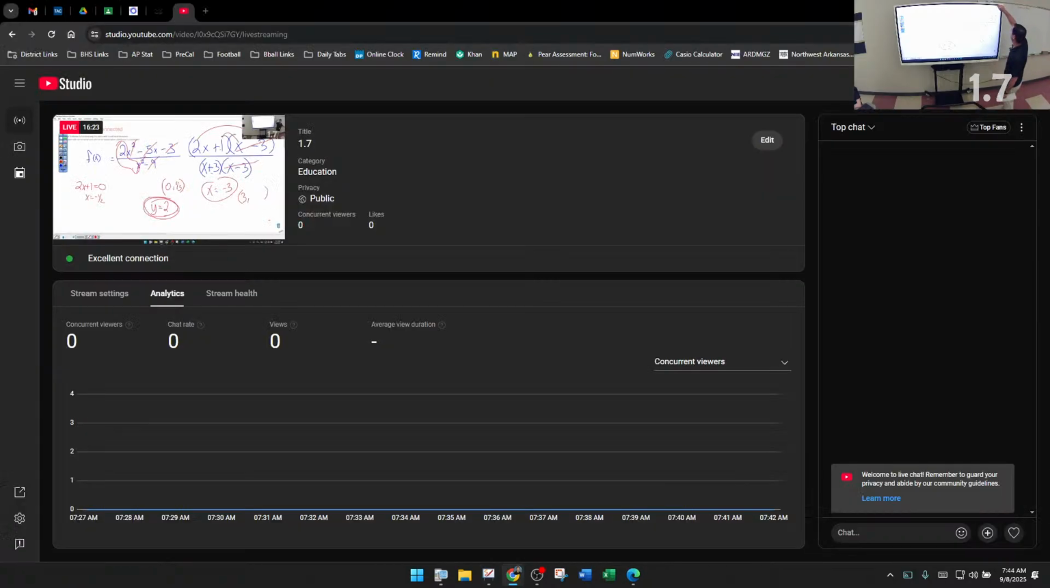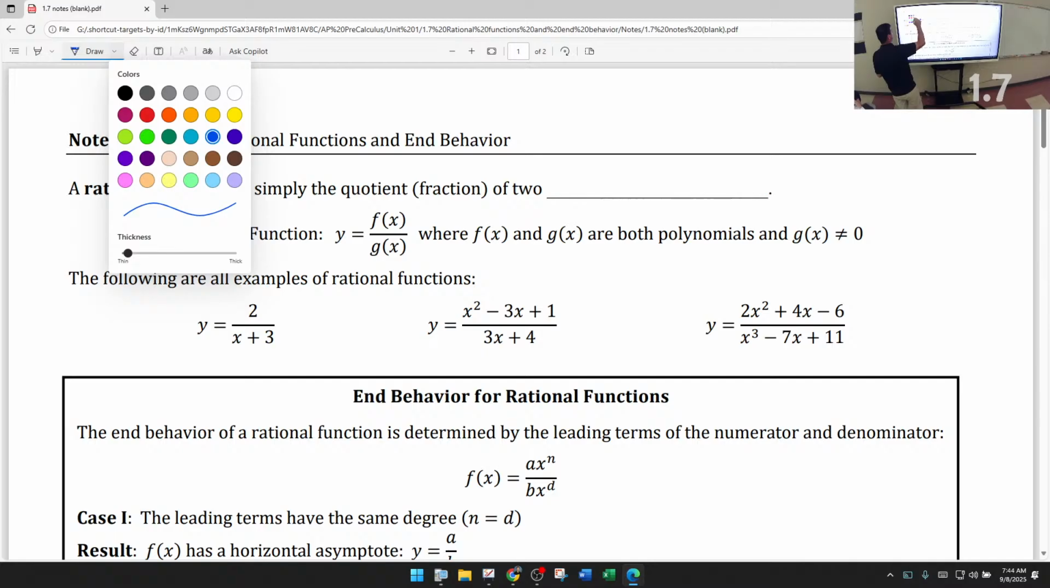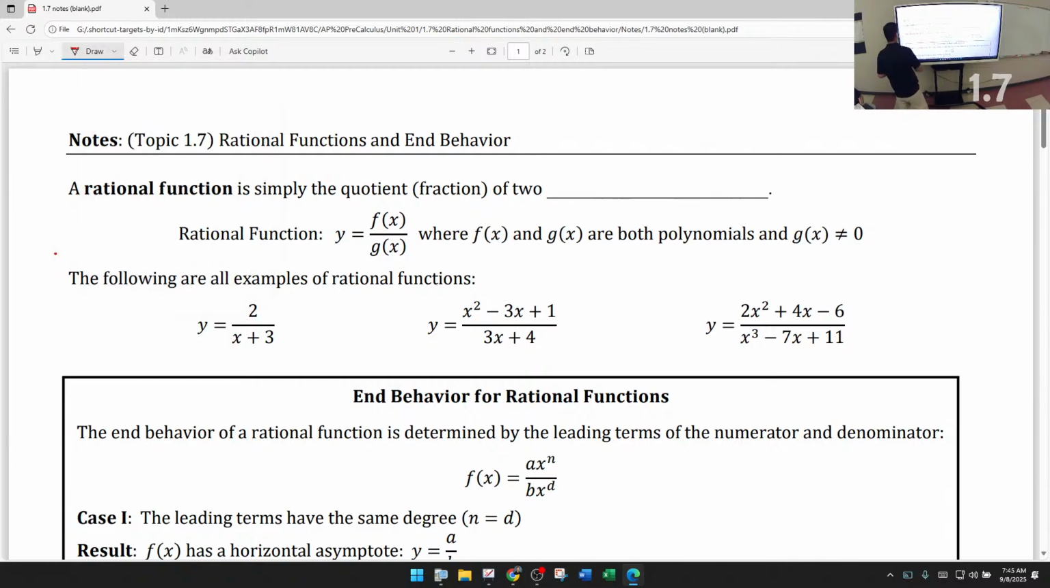Here we go. Let's go to 1.7. If you're good with all that stuff, guys, you're going to be further along in this lesson. We'll talk about most of this. But let's go with 1.7. All right.